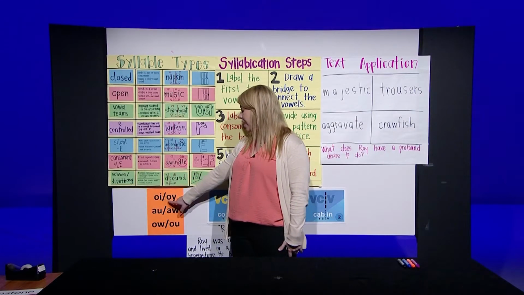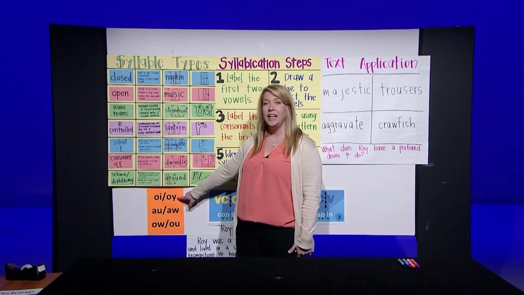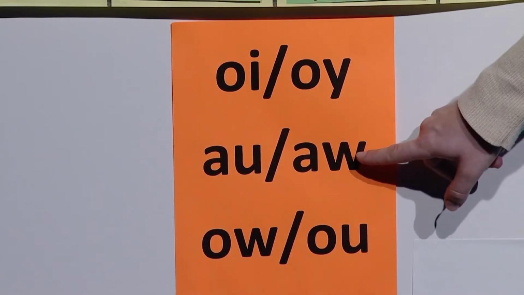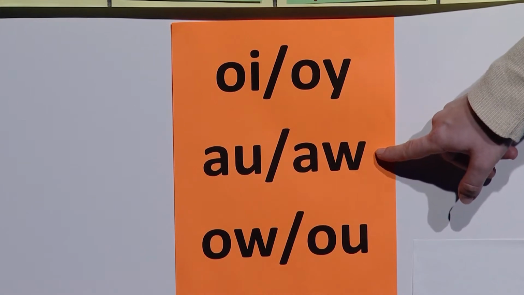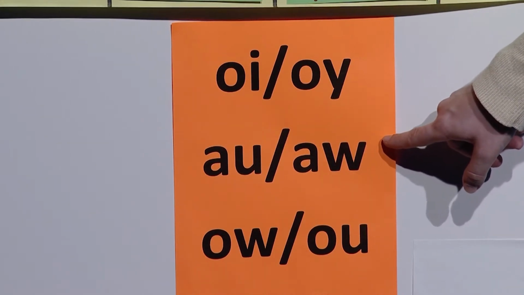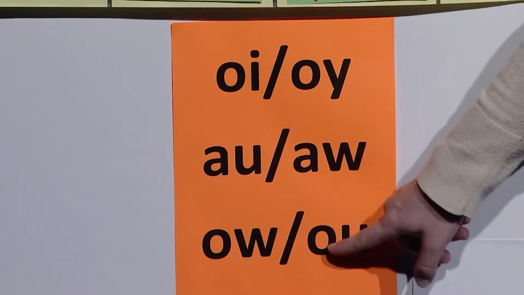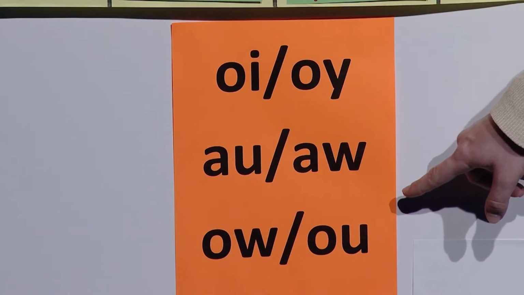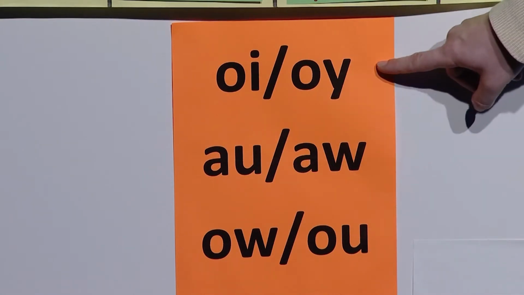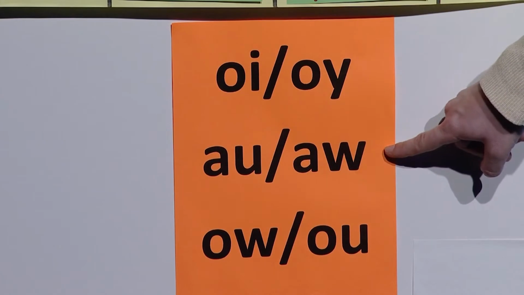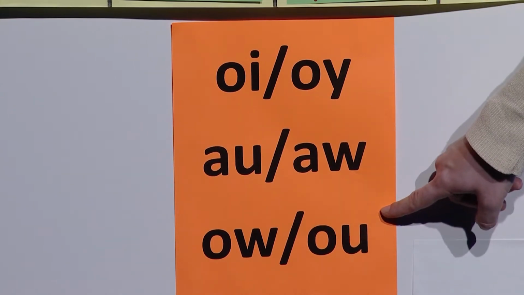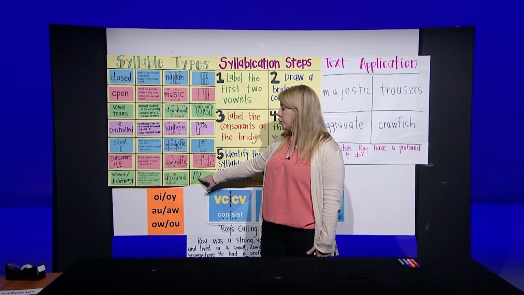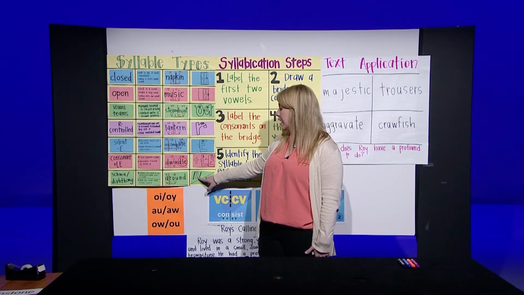We have OI and OY, which say oi. Can you say that? Good. AU and AW, which say aw. Can you say that? And OW and OU, which say ow. Let me hear you. Let's review them all again. Oi, aw, ow. Very good.